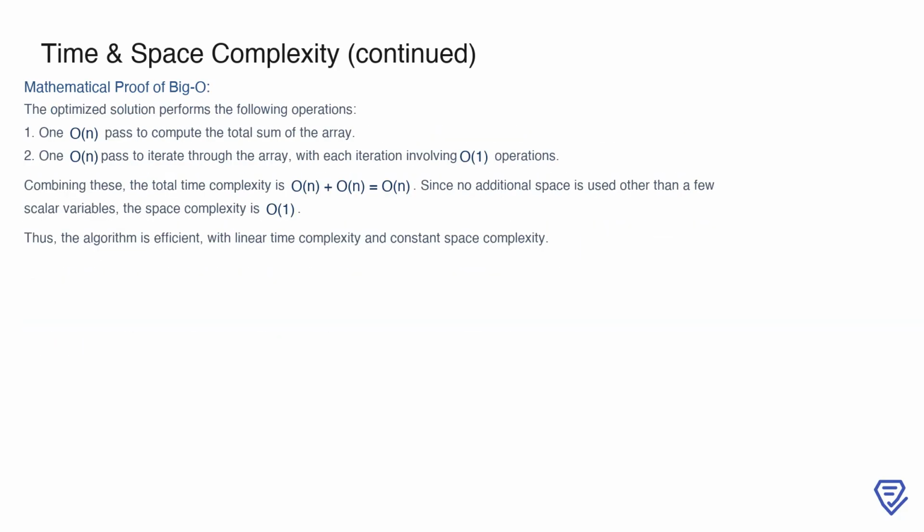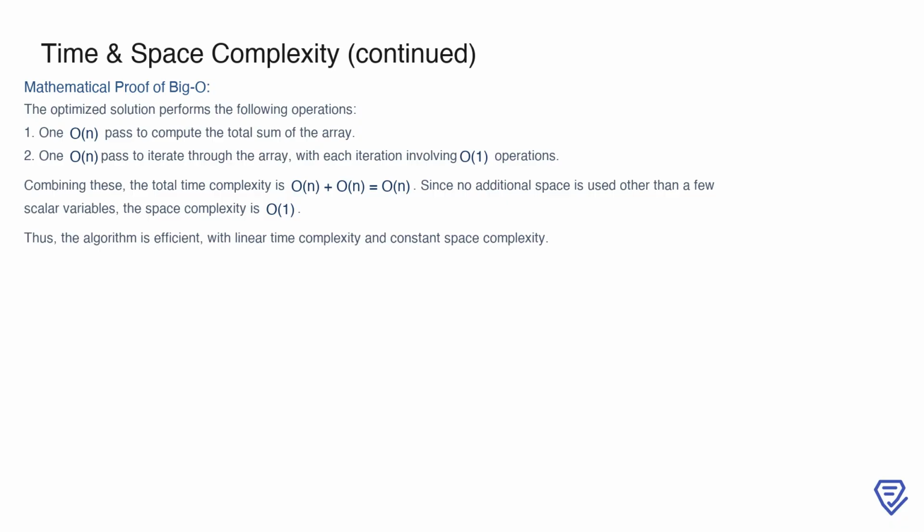Finally, let's solidify our understanding with a mathematical proof of the big O complexity. The optimized solution performs two main operations. First, it makes a single pass over the array to compute the total sum, which is O(n). Second, it makes another pass to iterate through the array, performing constant time operations at each step, such as updating the left sum, calculating the right sum, and performing comparisons, all of which contribute O(1) per iteration.